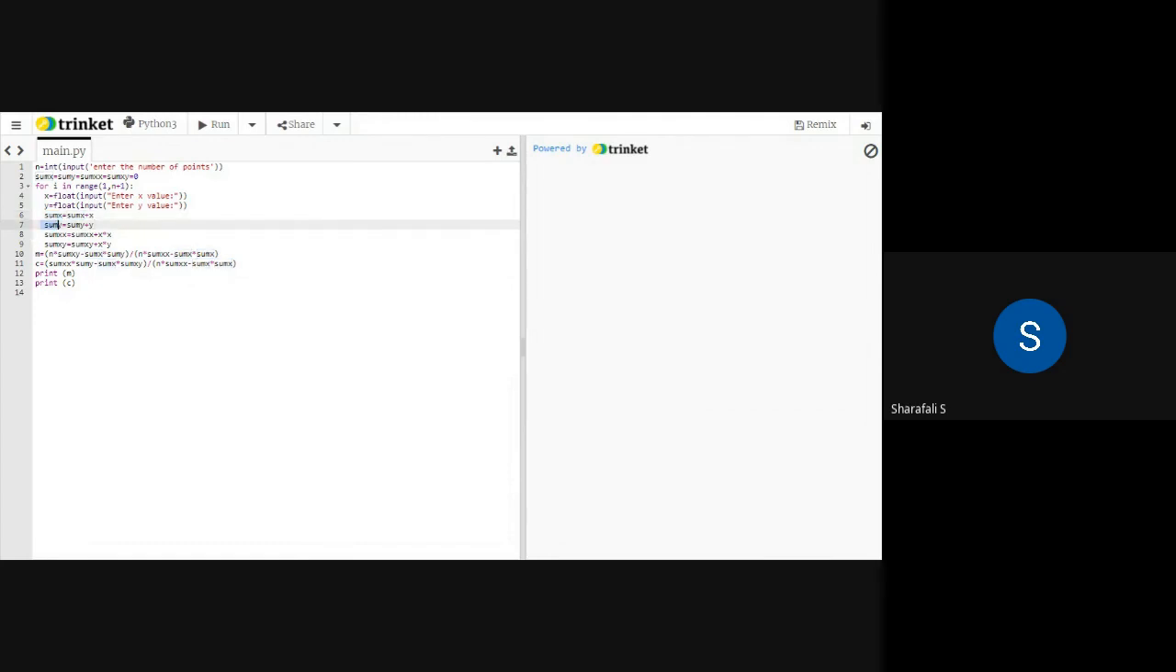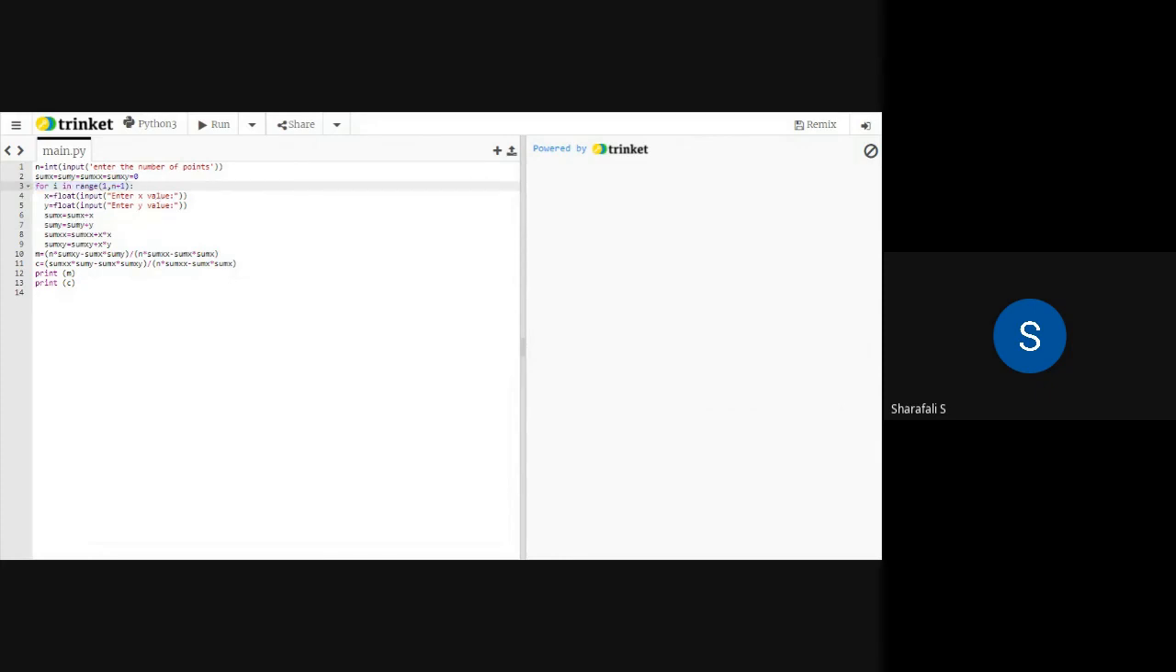Similarly, sum y equal to sum y plus y. This sum y equal to 0 because we have initialized it to 0. So 0 plus the first value of y and so on. Then sum of x square will be equal to sum of x square plus x square. And sum of xy is equal to sum of xy, which is initialized to 0 here, plus xy. Now this xy is not 0 because we have given x and y here for the first i value. And again it will go to this for loop.